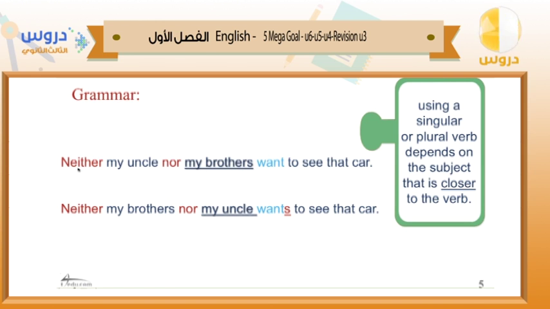For example, neither my uncle nor my brothers want to see the car. The closest subject here is brothers. Brothers is plural, so we have to use the plural verb, want. But in the second sentence, neither my brothers nor my uncle wants. Here my uncle is singular, so we have to use the singular form of the verb. Is that clear?